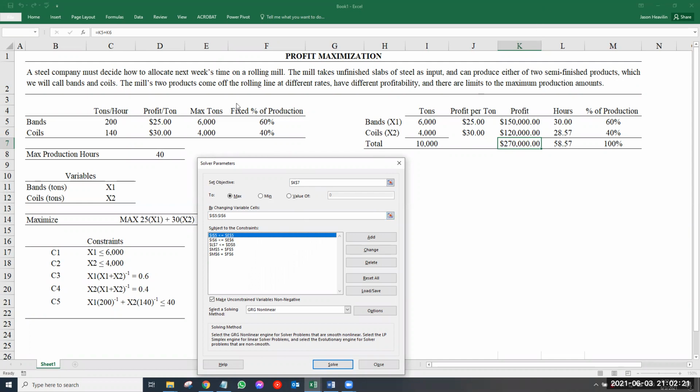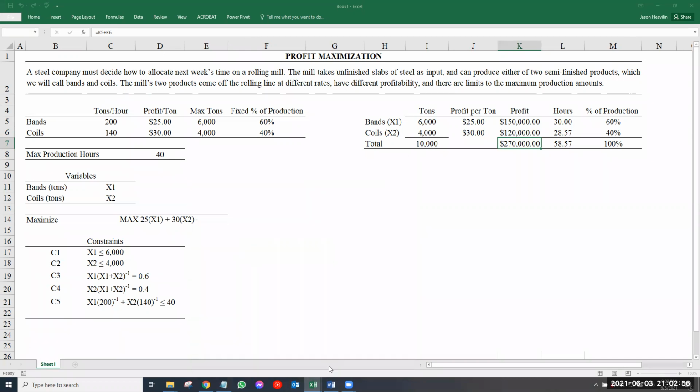L7. L7 is your hours. Your hours have to be less or equal than 40. You cannot exceed 40. That'll be D8. We're down here now, and this is the one we fixed. M5 has to be equal to F5, which is 60%. And last but not least, M6 has to be equal to F6, which is the number you have here. And the rest you can leave the way it is. All you're going to hit is Solve.